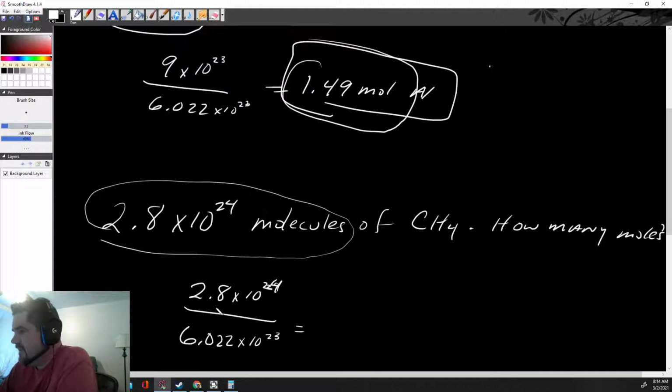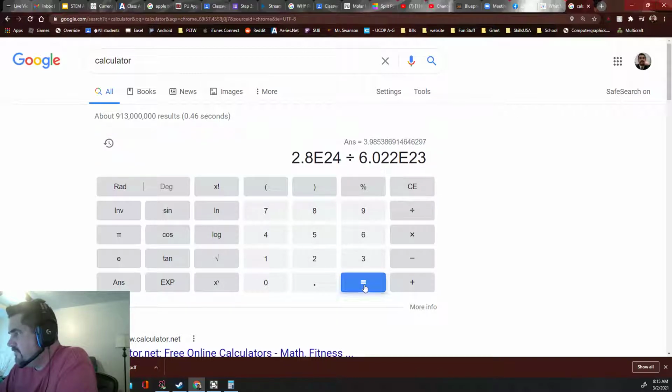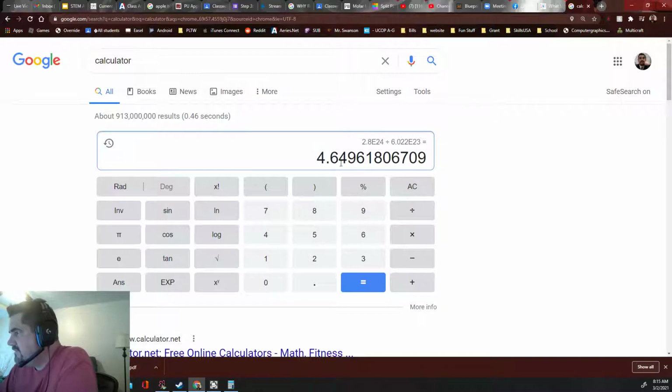Oh, it was 2.8. Look at that. I didn't see that. I put 2.4. Let's go back and fix that. 2.8 to the 24th power divided by Avogadro's number, 6.022 to the 23rd. 4.64. That's a 9 right here, so I'm going to round this to a 5. So 4.65.